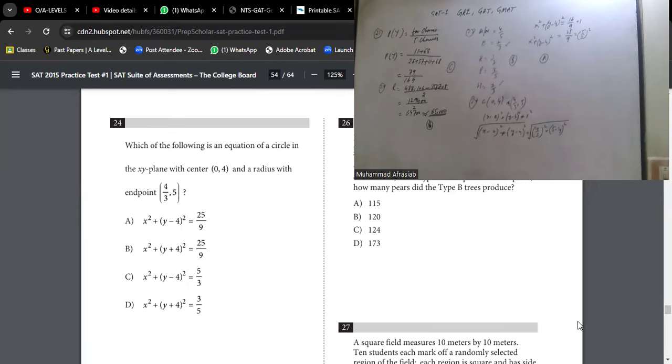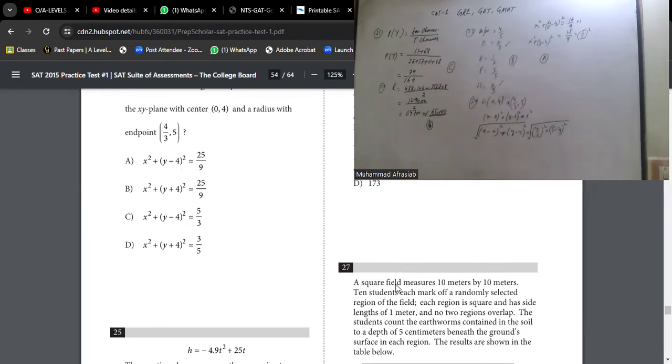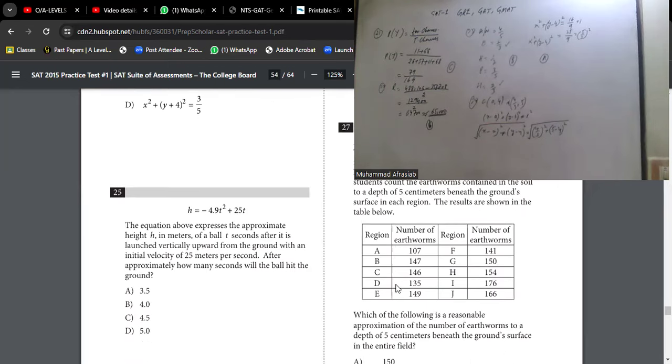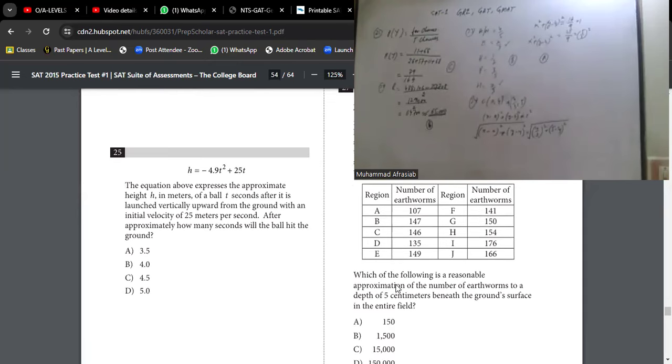Question number 25. The equation above expresses the approximate height h in meters, t seconds after a ball is launched vertically upward from the ground with the initial velocity of 25 meters per second. After approximately how many seconds will the ball hit the ground?